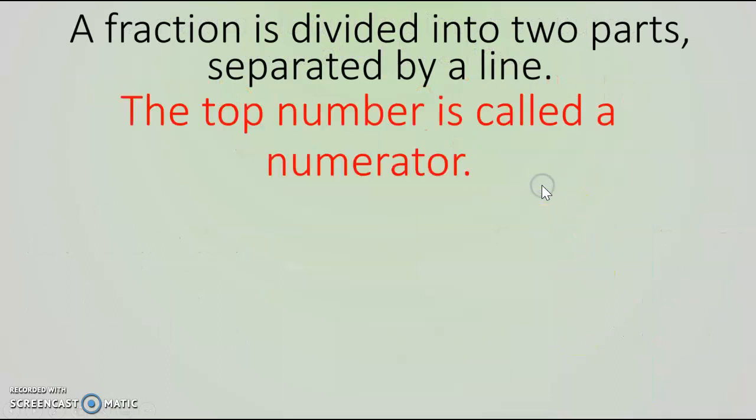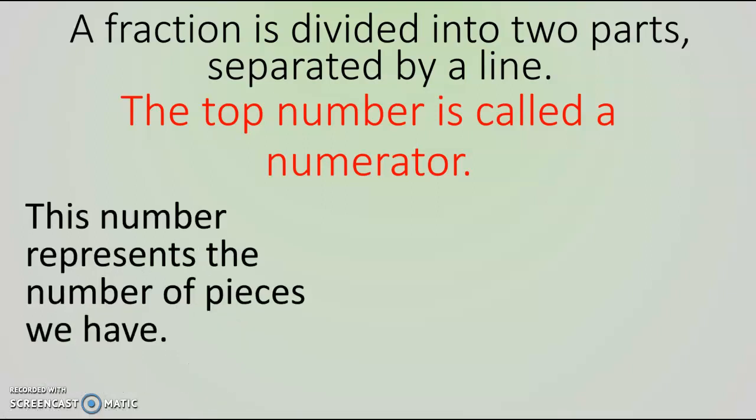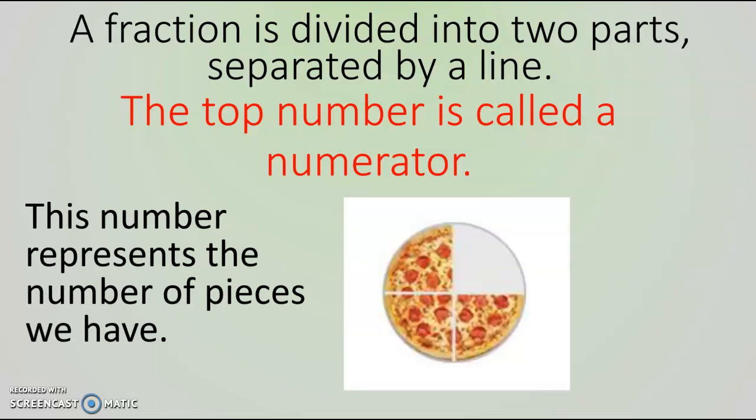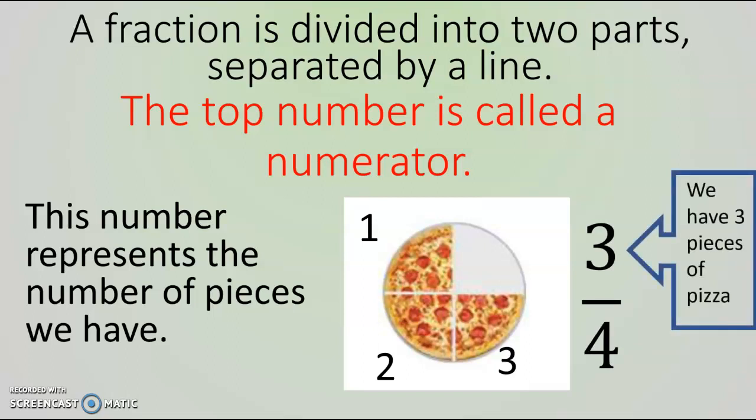Well, if the bottom number is the denominator, the top number is called the numerator. This number represents the number of pieces that we have. Looking at our pizza again, there may be 4 slices, but I only see 3. 1, 2, 3. So that means we have 3 slices out of 4, or 3/4. So the top number, the 3, represents the number of pieces of pizza that we actually have.